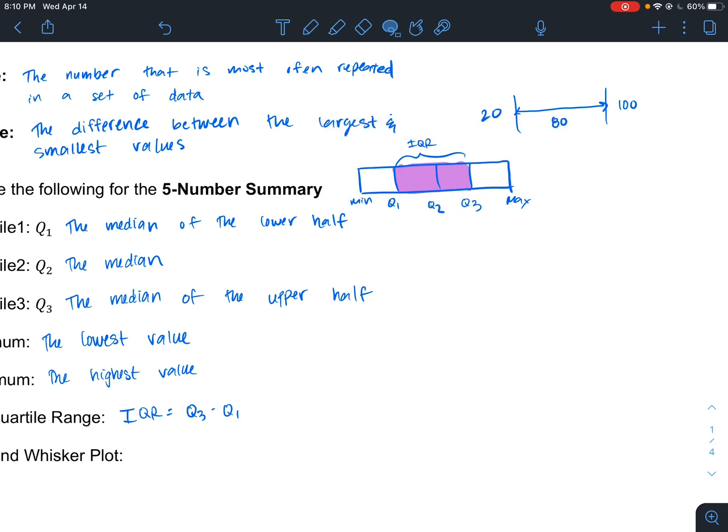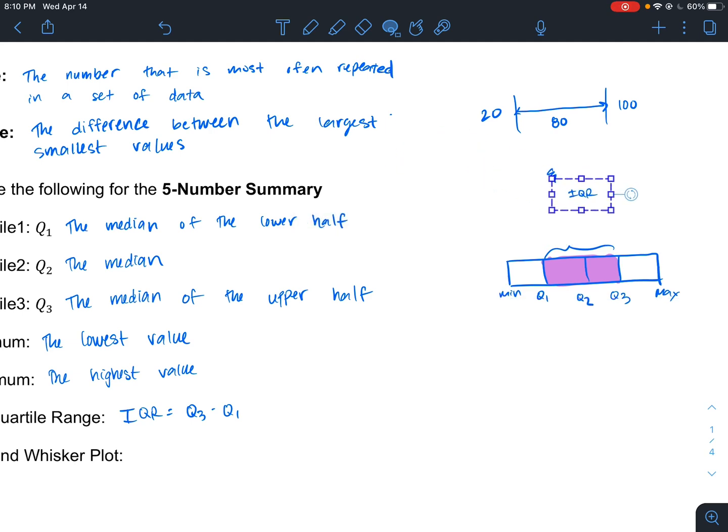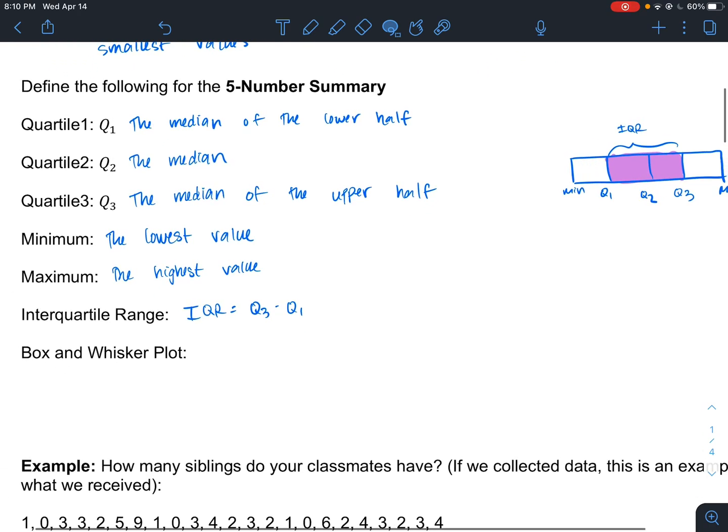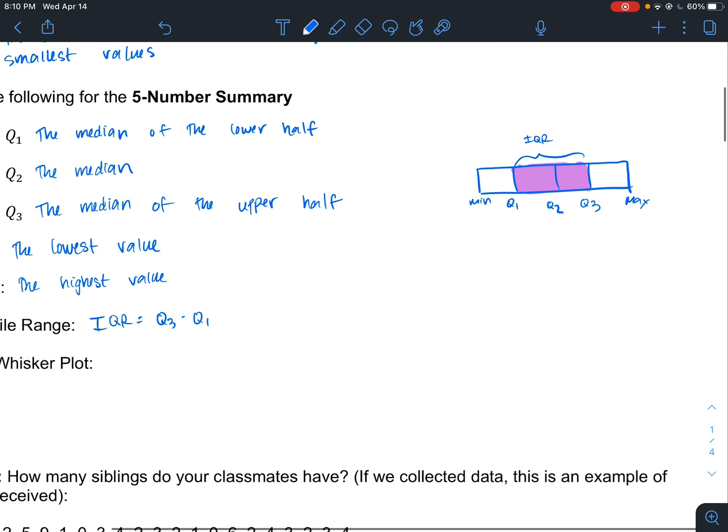Let me see if I can get this moved over. The interquartile range can be found by taking Q3 and subtracting Q1. Okay, and then a box and whisker plot is essentially what this is right here.